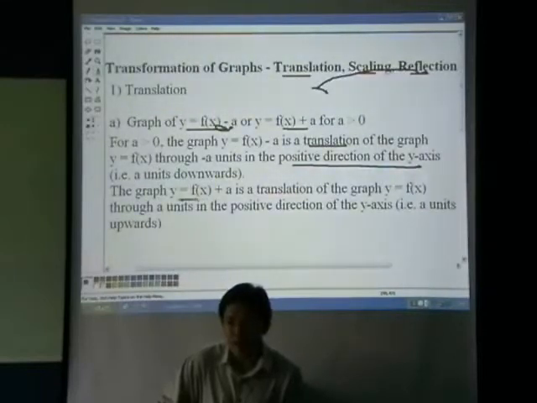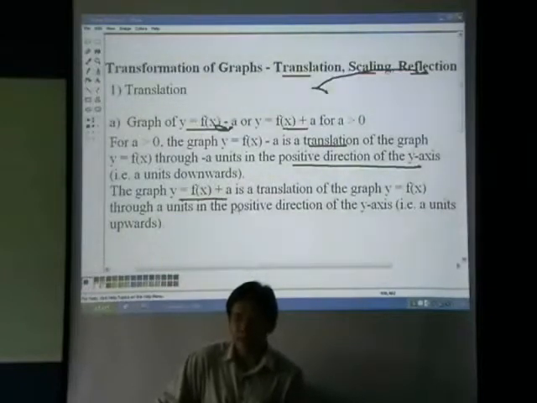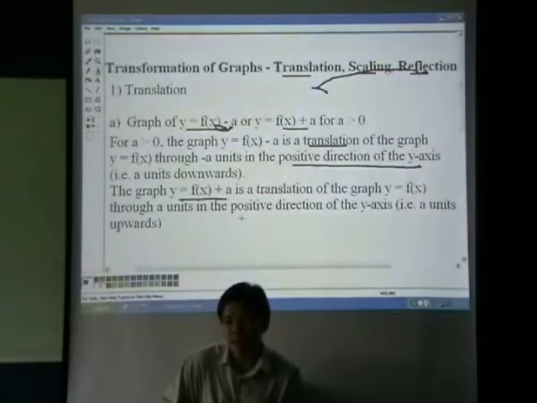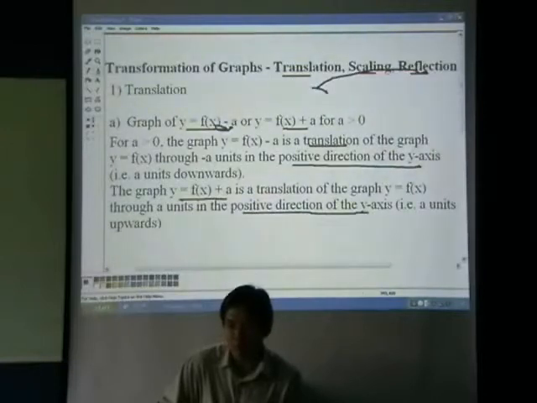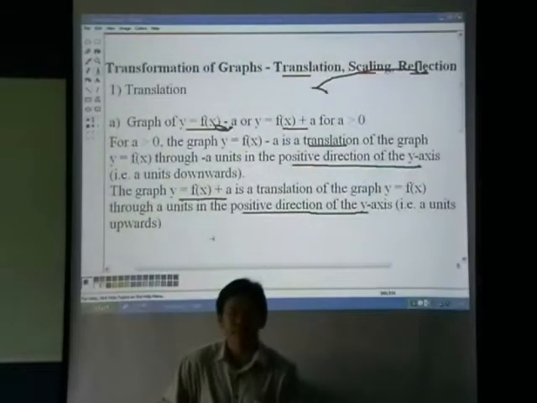Suppose we are given the graph y equal to f(x) plus a. The graph y equal to f(x) plus a is a translation of the graph y equal to f(x) through a units in the direction of the positive direction of the y-axis. This means that the graph is shifted up a units upwards. Okay, so same thing, we always talk about the positive direction of the y-axis. But for this case, it's a units upwards.